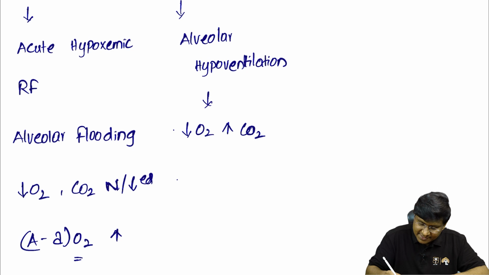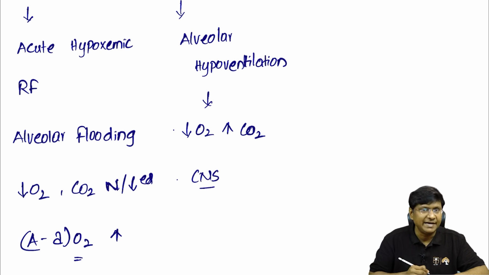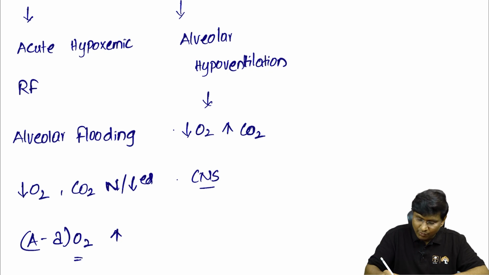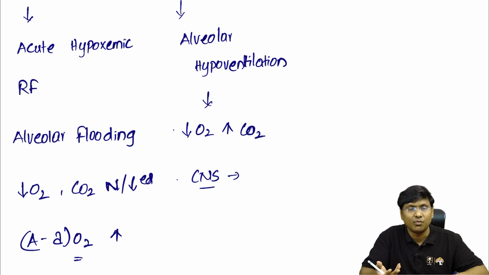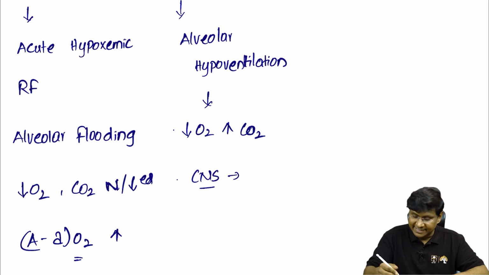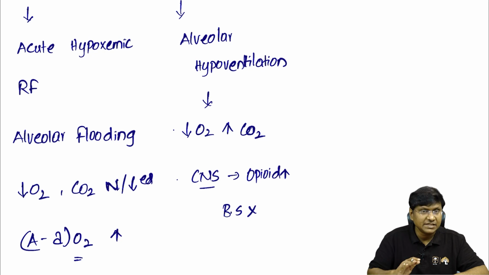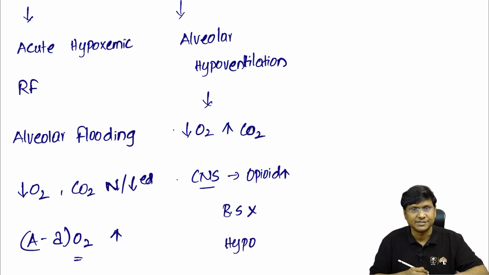Now, what are the etiologies that will be causing type 2 respiratory failure? One is impaired central nervous system drive to breathe, right? Now, what are the scenarios where there is impaired CNS drive to breathe? That is due to drug overdose, right? What are these particular drugs? That includes opioid overdose, right? And then brainstem injury. Then patients with hypothyroidism, right?